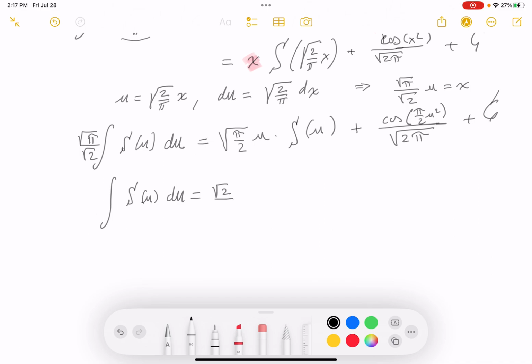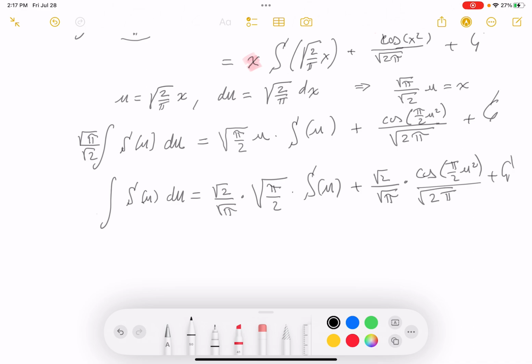Root 2 over root pi times, let's write this down, pi over 2, S of u, plus root 2 over root pi times cosine pi over 2 u squared over 2 pi, the root of it, plus c. By the way, I'm multiplying it again, but I'm not going to do these star things anymore in this one over here. A little complicated. So let me see if I can get this S of u down now.